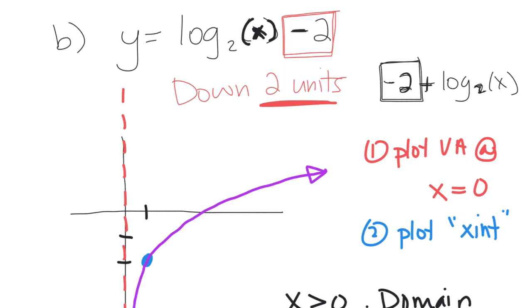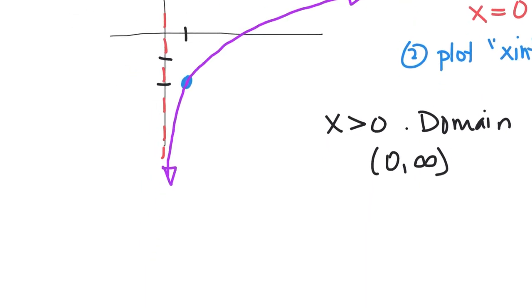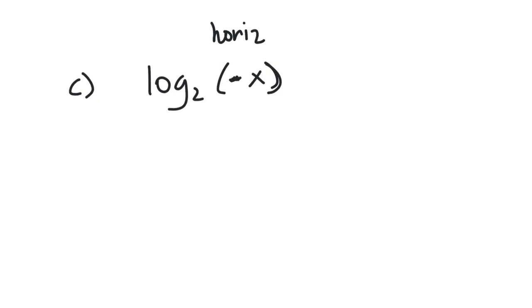Okay, let's look at some reflections. How do we do the 2 reflections with our logs? So one way is to get your x to be negative. Anytime the x is negative, remember that's a horizontal. The x is your horizontal axis. Negative x is a horizontally affected thing. Makes a lot of sense.